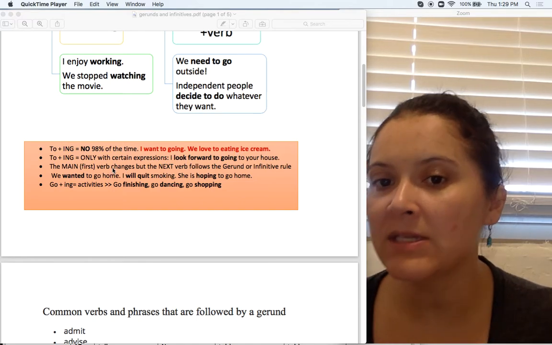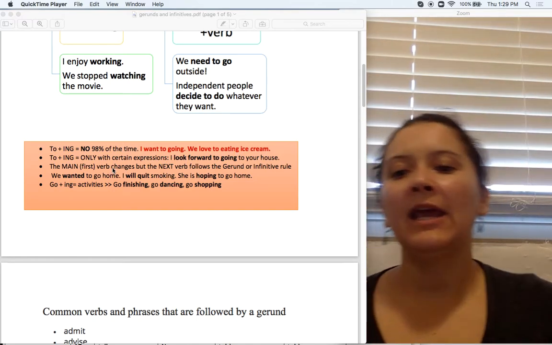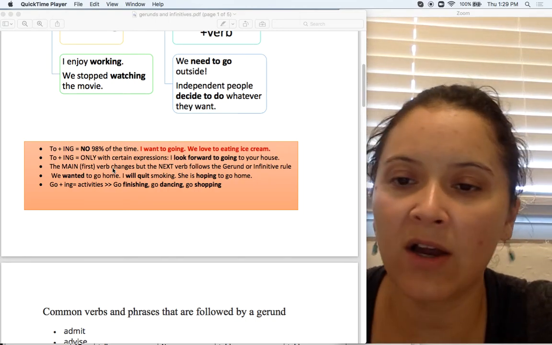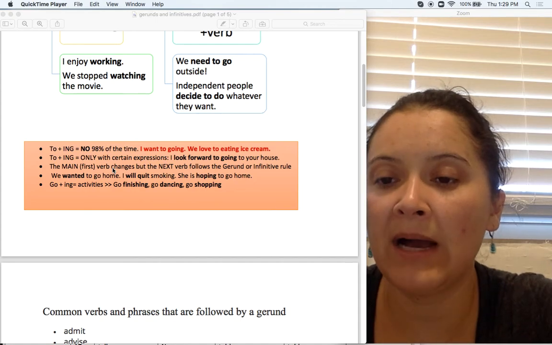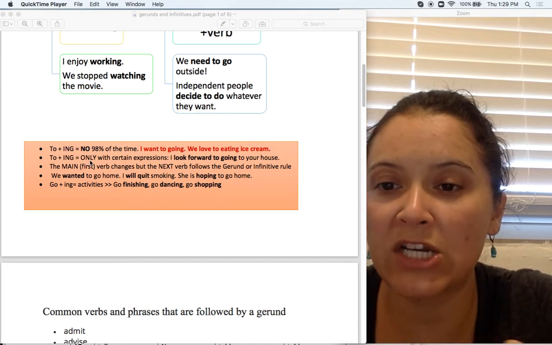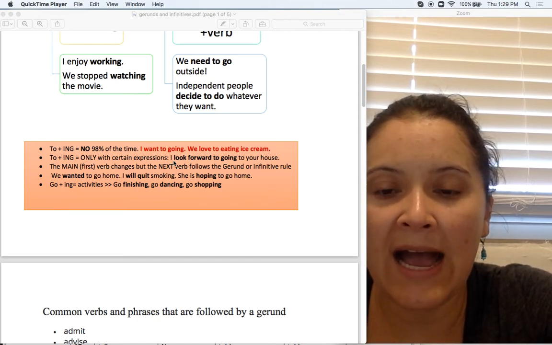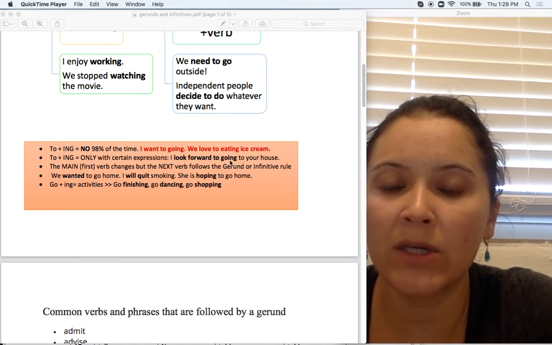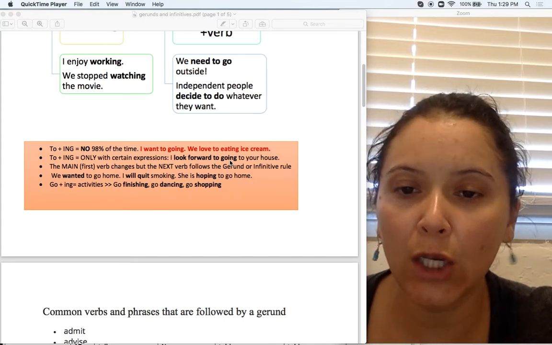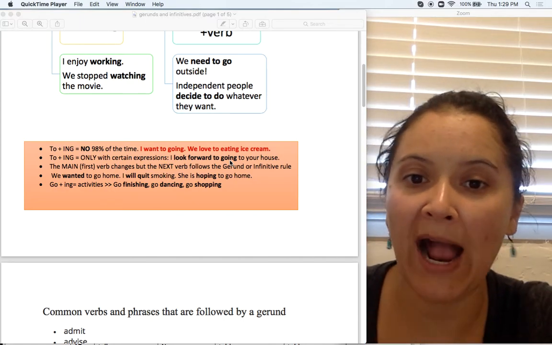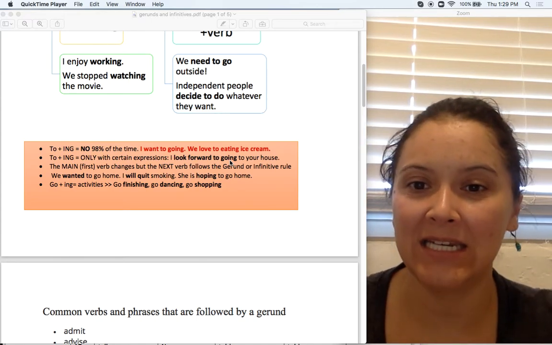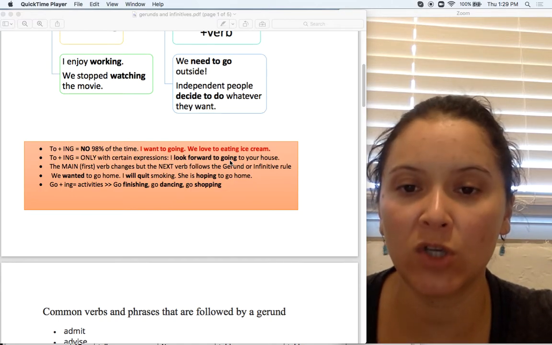There are some times where you can do it, but this is mostly for expressions. And I can talk about that a little bit later. But here's an example of an expression. We have, "I look forward to going to your house." What does it mean to say, "I look forward to going to your house"? And then I have a happy face, right? That means that I'm excited. I look forward to going to your house.